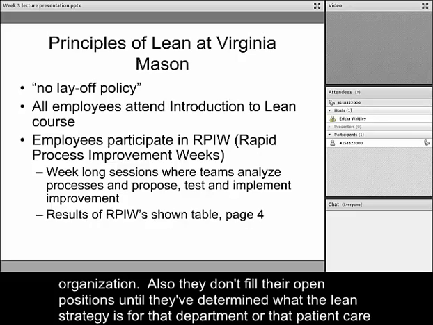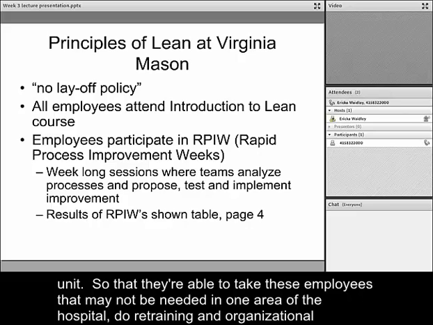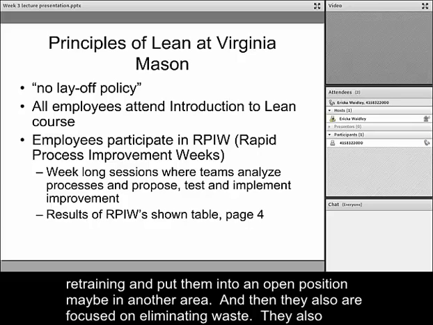Also, they don't fill their open positions until they've determined what the lean strategy is for that department or that patient care unit, so that they're able to take these employees that may not be needed in one area of the hospital, do retraining and organizational retraining, and put them then into an open position, maybe in another area. And then they also are focused on eliminating waste.